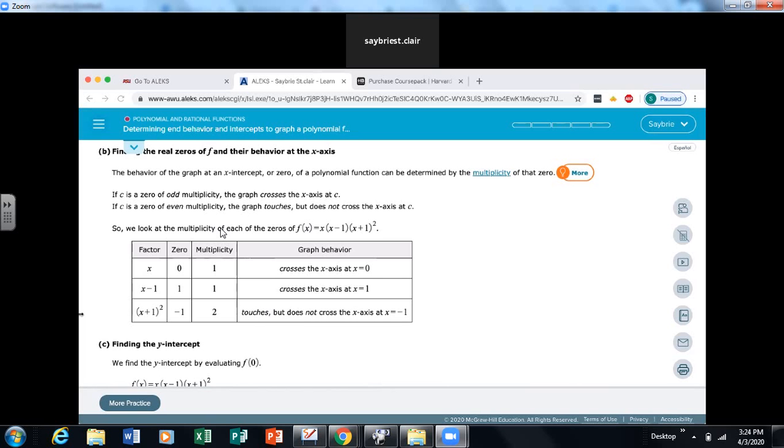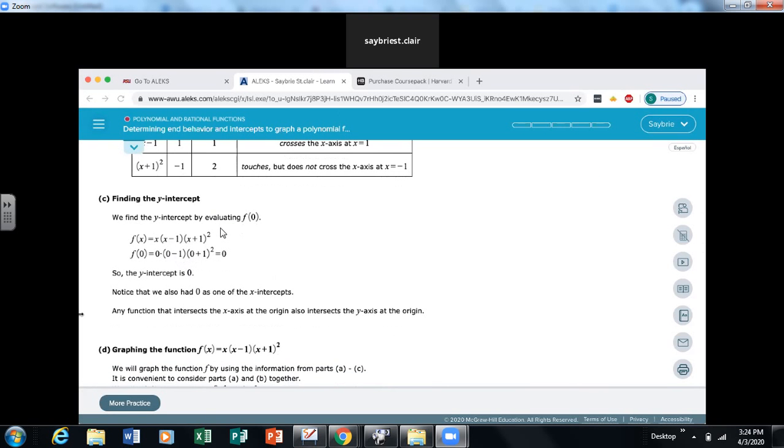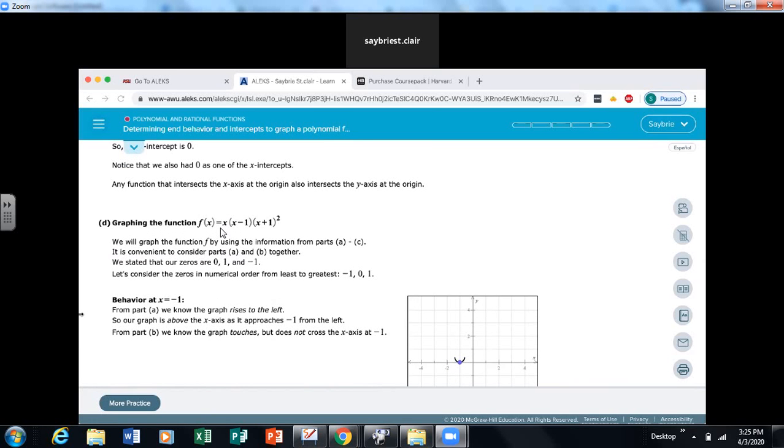All right, what's that C part say? Intercepts. Plugging in all those numbers, Y-intercept is 0. Alright, that's not too bad. And then what's D? Graphing the function. Wow, so you're putting a point on 0, on 1, and -1.